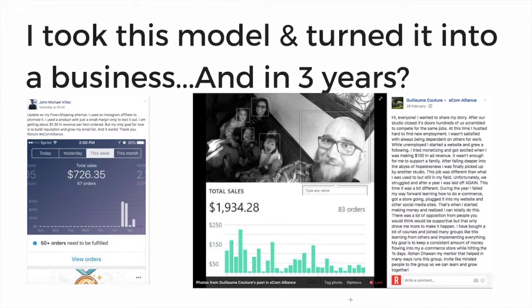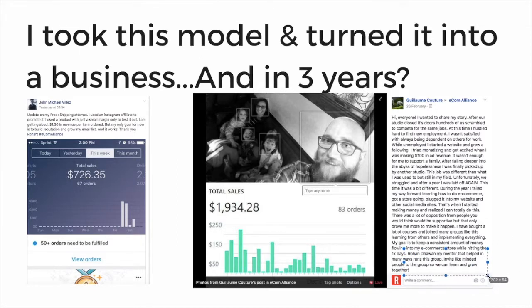And in 3 years, I started getting a lot of success stories. People started making money out of my methods and their e-commerce store was profitable. As you can see on the left side, we have John Michael who says, thank you Rohan, this works, and he's generating $726 within this week. On the other hand, we have Remy who was able to generate close to $2,000 in a single month. And he is again thanking me.